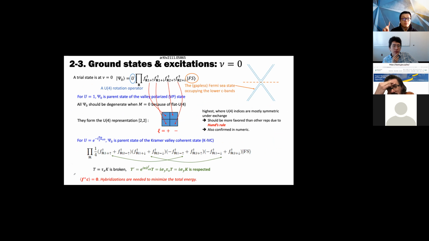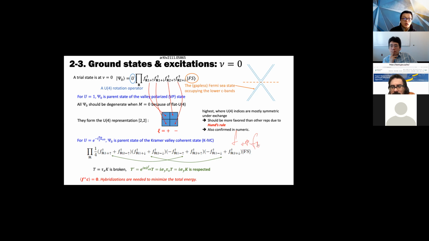It's basically K with spin up and K prime with spin down. These are the two valleys. Valley plus with spin up, valley minus with spin down? That's correct. This is at filling 2, or minus 2.